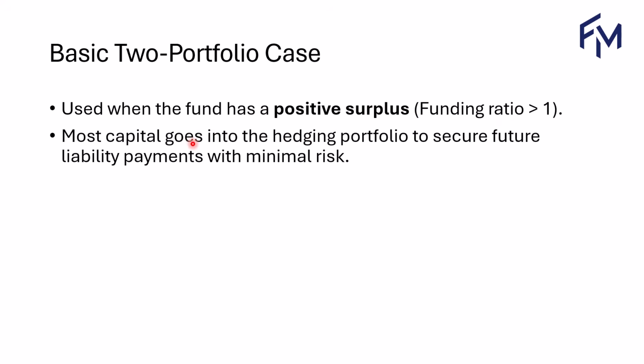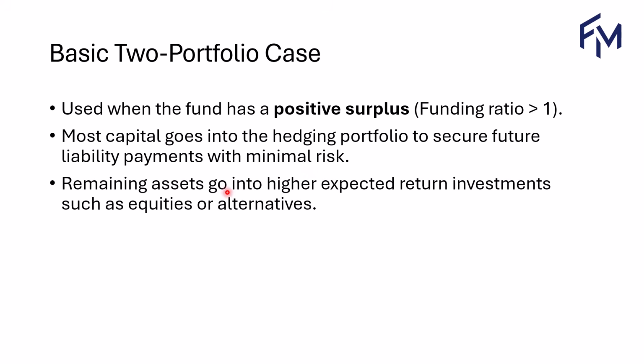Most of the capital is placed in the hedging portfolio. The goal is to secure future liability payments with as little risk as possible. So they will hedge 100% of the liabilities with the assets. The remaining assets go into higher expected return investments. These can include equities or alternative assets.